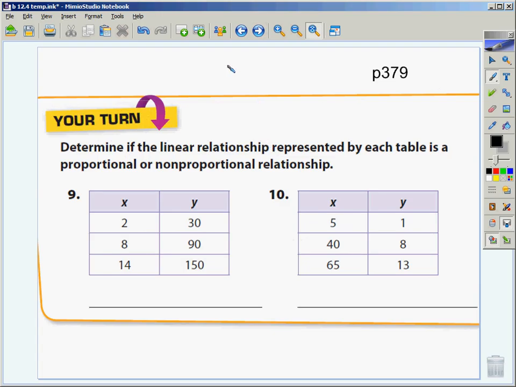When you're looking at a table, we need to remember, to be proportional, k has to be equal to y over x, and k needs to stay constant. So 30 over 2 is 15. 90 over 8 is 11.25. This would be non-proportional.